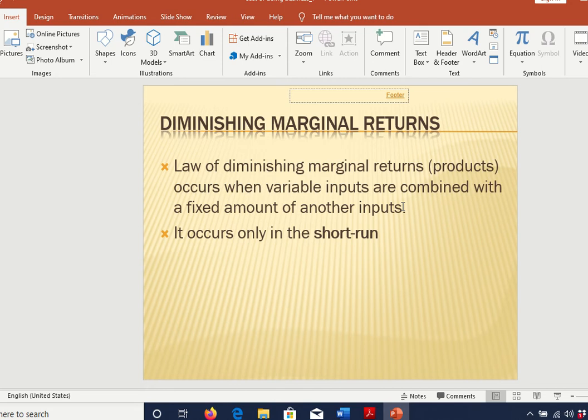Okay, so in this period of time, for whatever reason, the number of machines and the space of the factory cannot be changed. So as we keep increasing the number of workers, which is a variable input, each subsequent worker becomes less productive than the previous one. That's how we get the law of diminishing marginal returns, and it occurs only in the short run.